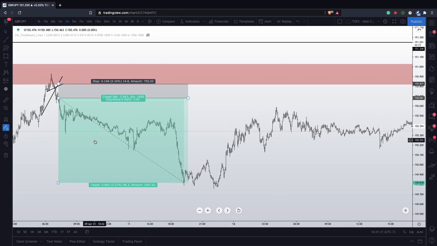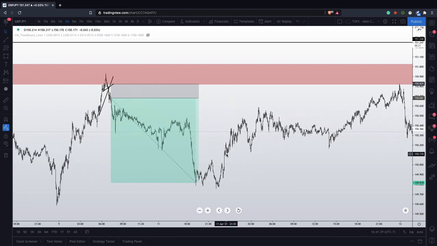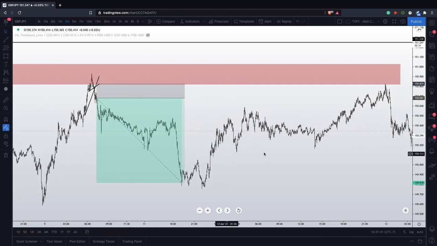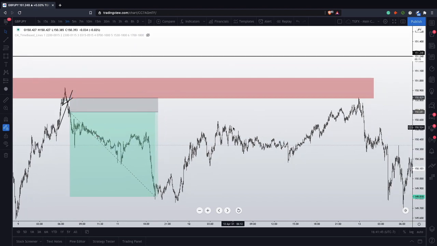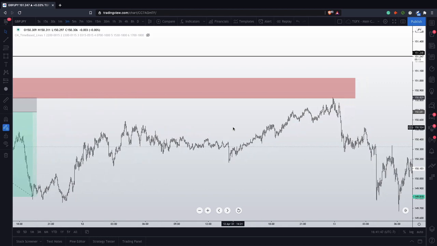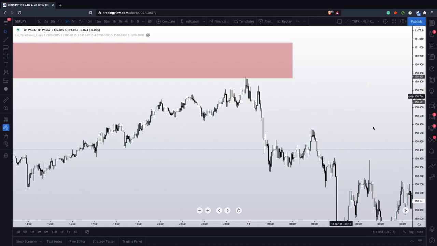All right, so from that entry point, we're at about a 1-to-6 risk to reward trade. All right, so price fell extremely quickly from this area. All right, so that was one trade. Look what happens when price comes back to that same level. It almost gives us the same exact entry.